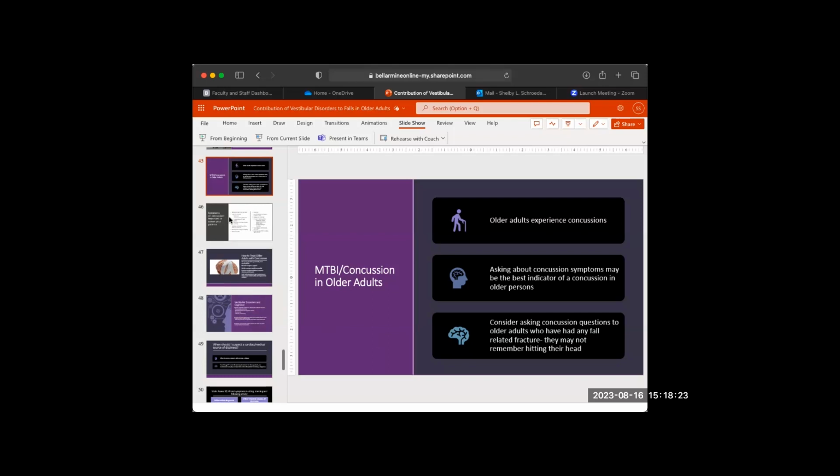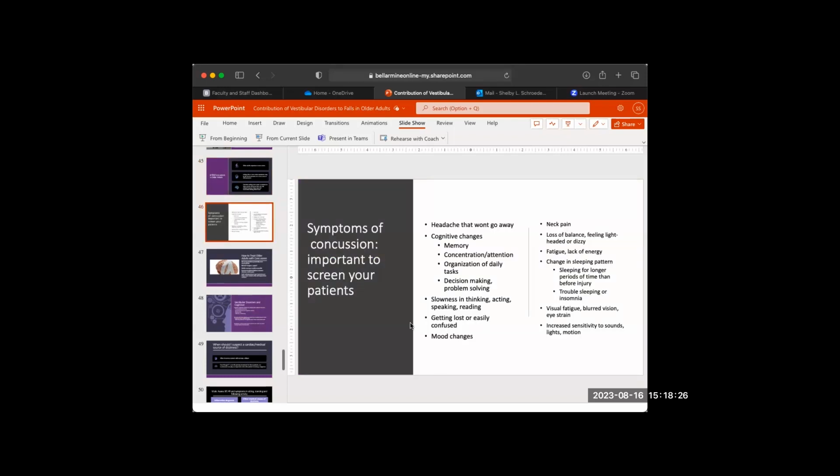And that can be part of the concussion if they have loss of memory of that incident. So these are some symptoms of a concussion. It's important to screen your patients to see if they have headache, cognitive changes, slowness in their thinking, any kind of confusion or mood changes, neck pain, changes in their balance, their energy, changes in their sleep. If their eyes are getting really tired, blurred vision or eye strain, or increased sensitivity to sounds, lights, and motion.